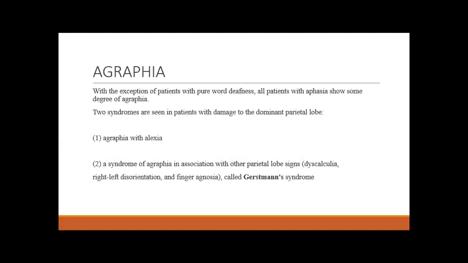Then we talk about agraphia. With the exception of patients with pure word deafness, all patients with aphasia show some degree of agraphia. Now, there are two syndromes which are seen in patients with damage to the dominant parietal lobe. First is agraphia with alexia, and a syndrome of agraphia in association with other parietal lobe signs, that is dyscalculia, right-left disorientation, and finger agnosia, which is called Gerstmann syndrome.